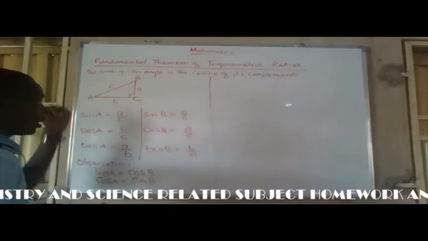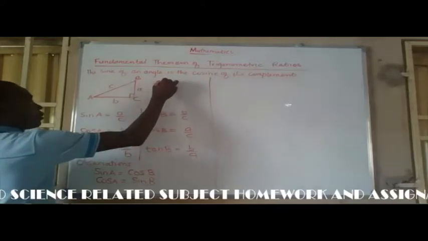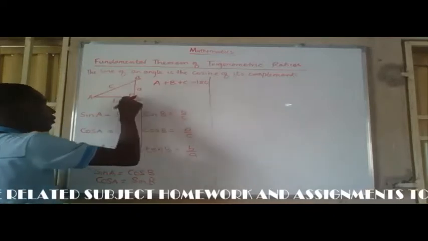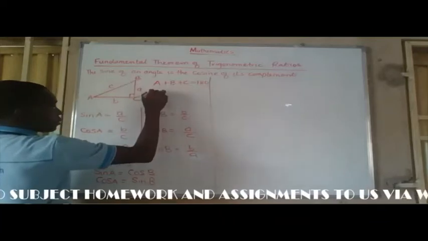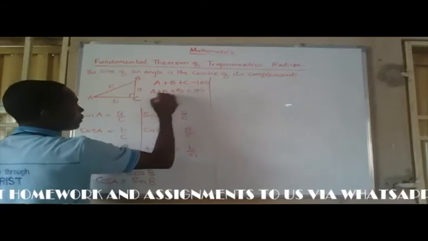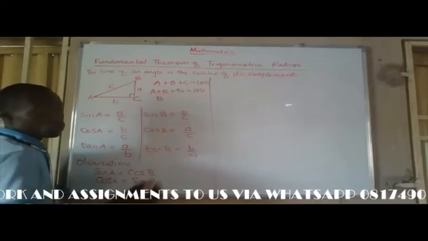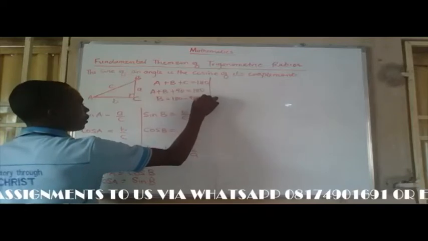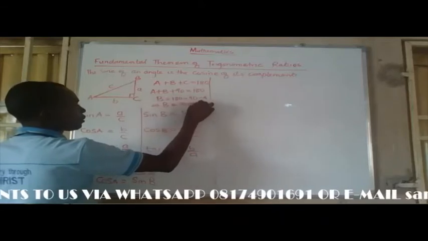For any triangle, the sum of angles in a triangle is 180. That means angle A plus angle B plus angle C must be equal to 180. Now we know angle C is the right angle, as angle C on its own is 90. So it means that A plus B plus 90 must be equal to 180. It's obvious that if we make B subject of the formula, B is going to be 180 minus 90 minus A. It's evident that B is going to be 90 minus A.